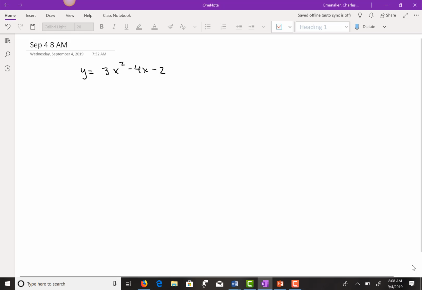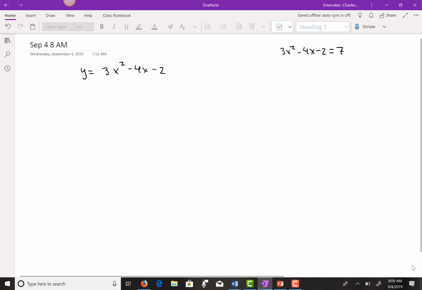If this was equal to 7, for example, if you're asked to solve 3x squared minus 4x minus 2 equals 7, how would you go about the process of solving for values of x that make that true? Well, what's the easiest thing to solve? Yes, sir. That's it. Yeah, you move the 7 over and get the thing equal to 0.